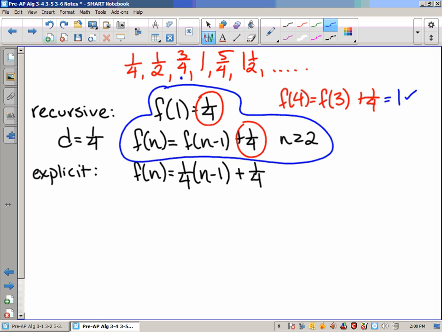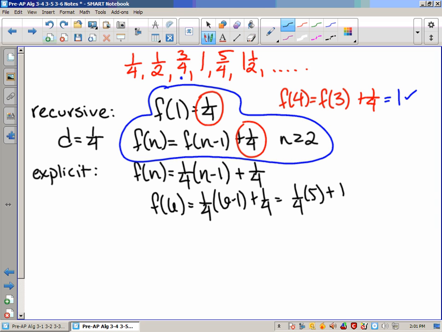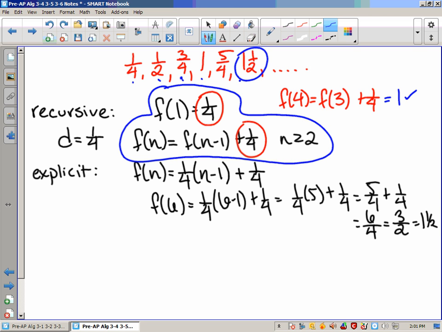Now let's check the explicit rule. Let's check it for 6. Let's find f of 6. It's 1/4 times 6 minus 1 plus 1/4. 6 minus 1 is 5. 5 times 1/4 is 5/4. 5/4 plus 1/4 is 6/4. That reduces to 3/2, which is equal to 1.5. Is that the sixth term in the sequence? Let's see. 1, 2, 3, 4, 5, 6. Sure is. 1.5. So that works. So here is my explicit rule.